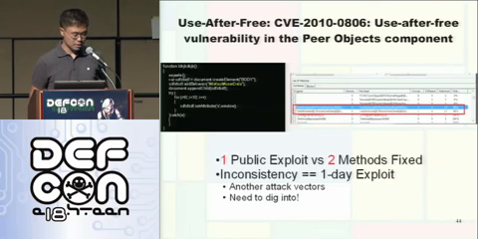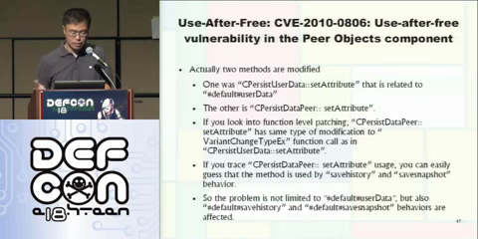So in this case, there is very interesting stuff here, because there was only one exploit out there, but they patched two methods. So what does it mean? It means that they patched something silently without letting people know.